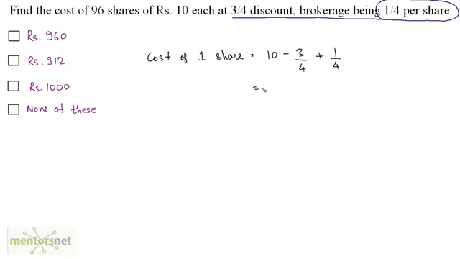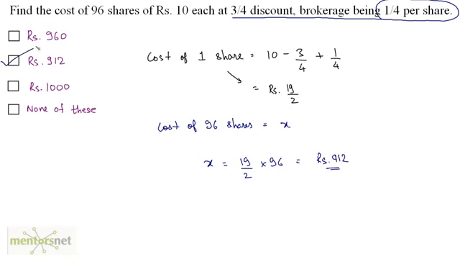Now if you solve this, you'll get 19/2. So rupees 19/2 is the cost of one share. Now we need to calculate the cost of 96 shares. So the cost of 96 shares is equals to X. If we cross multiply and equate, we get X is equal to 19/2 times 96. And that is equal to 912. So the answer is option B.